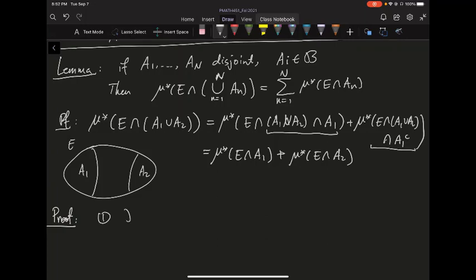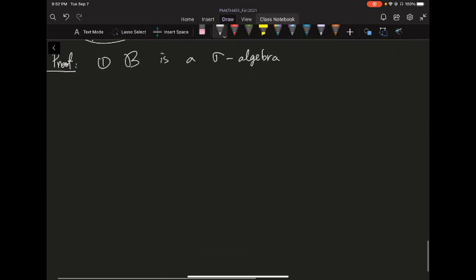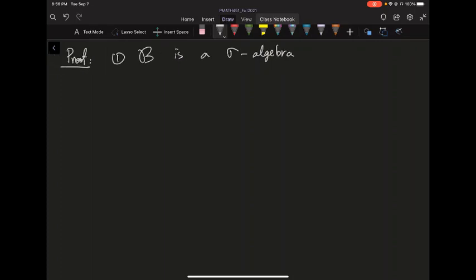So first of all, let's prove that the B is actually a sigma algebra. We already showed that it's an algebra. And if you recall, when we talk about the sigma algebra, if I want to show an algebra is a sigma algebra, I just need to show it's actually closed under countable disjoint union. So let's prove that. Let A_n be a collection of disjoint elements inside B. Okay, so the A_n are disjoint.